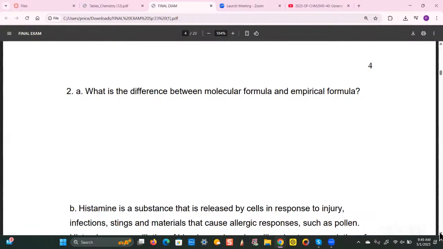Right, so the empirical formula would give you the simplest ratio of the atoms of the different elements in a molecule. Right, that's the empirical formula. The empirical formula gives you the simplest ratio of the atoms of the different elements present in a molecule or compound for that matter. All right, and then the molecular formula tells you what? What does the molecular formula tell you?